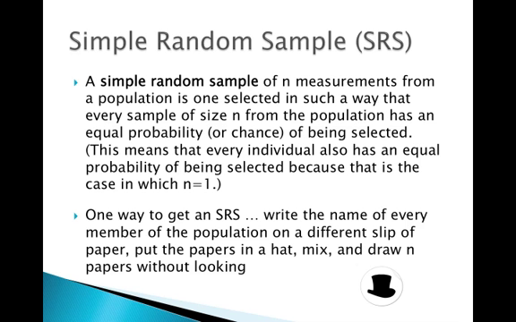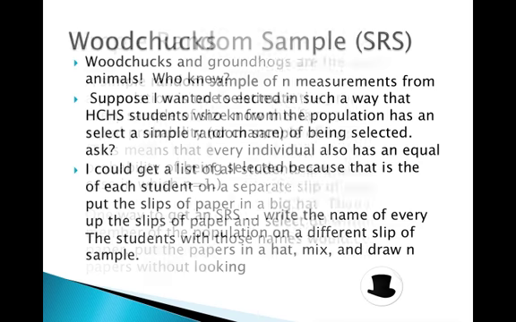One way to get a simple random sample is to write the name of every member of the population on a different slip of paper, put the papers in a hat, mix well, and draw the papers without looking, and you will have a simple random sample. There are other methods, but that is one.